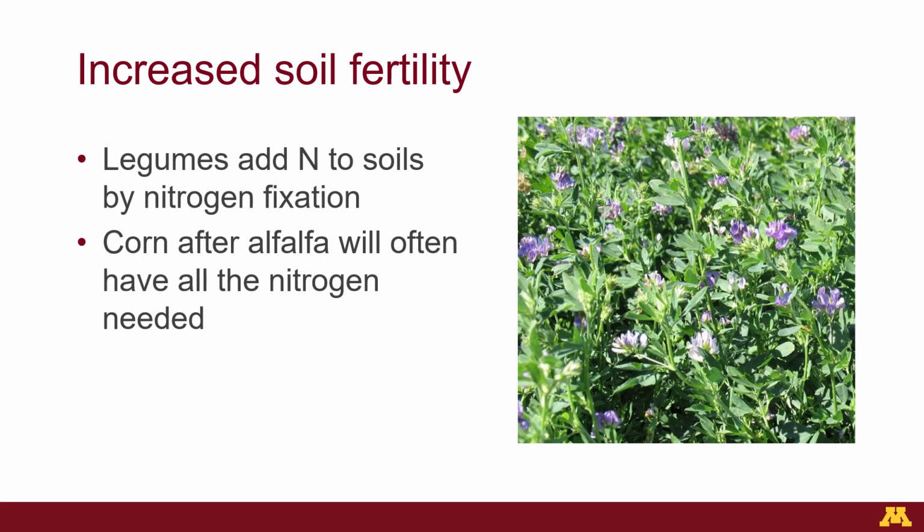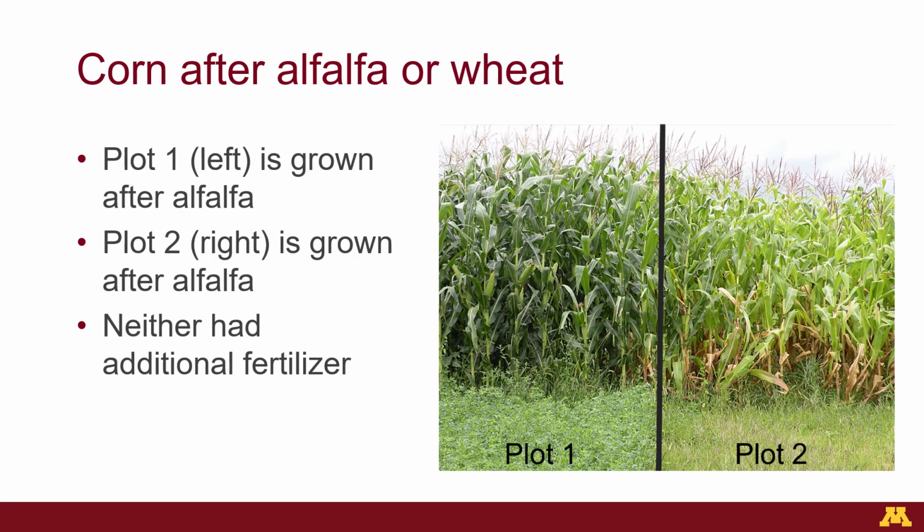Legumes, especially alfalfa, can supply nitrogen to subsequent crops in the rotation. Corn grown after alfalfa will generally not need additional nitrogen fertilizer. Take a close look at these 2 research plots in Minnesota. The corn looks quite different in each plot, doesn't it? The corn in plot 1 is green and healthy looking, while the corn in plot 2 is showing signs of nutritional deficiencies. Neither plot was fertilized, but the corn in plot 1 was grown after a year of alfalfa, while the corn in plot 2 was grown after wheat.